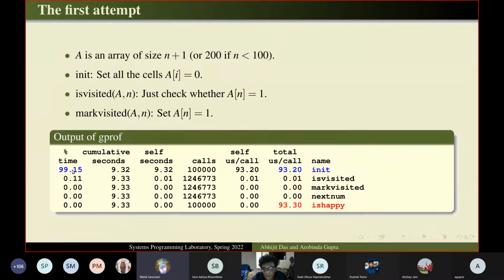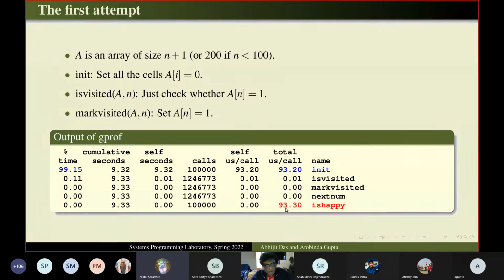And total time per call for init is 93.20. This is 0.101, and this is the final goal. This is 93.3, this is microsecond. So remember this, it's something like 100 microsecond.